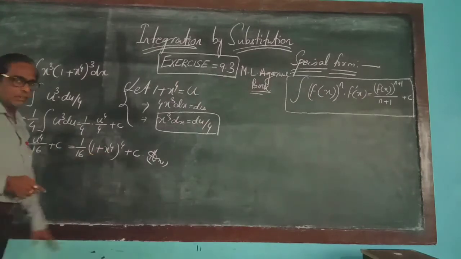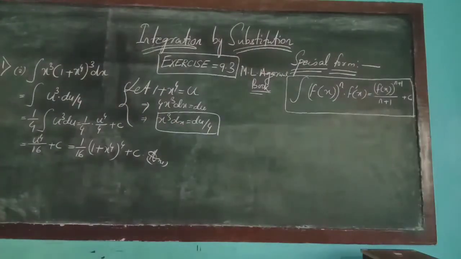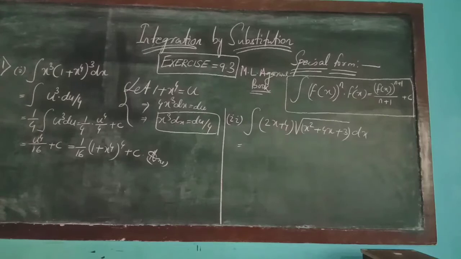Just see the process of solving. Okay. Let us go to the next question. See the question number 1, second part. Question given: integration of 2x plus 4 whole into root over x square plus 4x plus 3 dx. Which one you have to take as substitute? Let us see the process of solving like this.